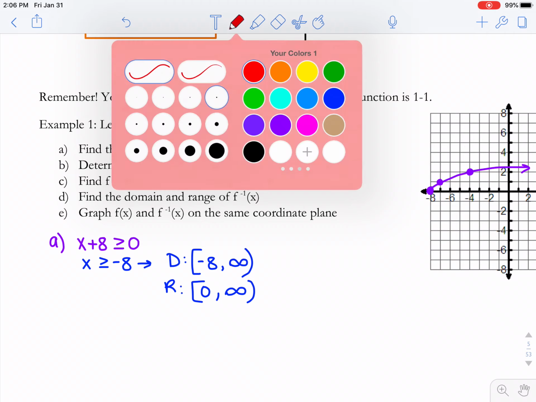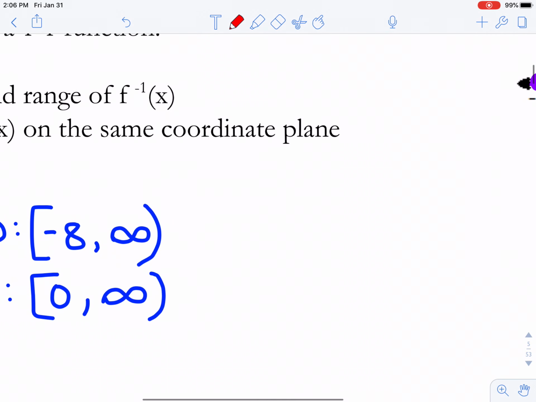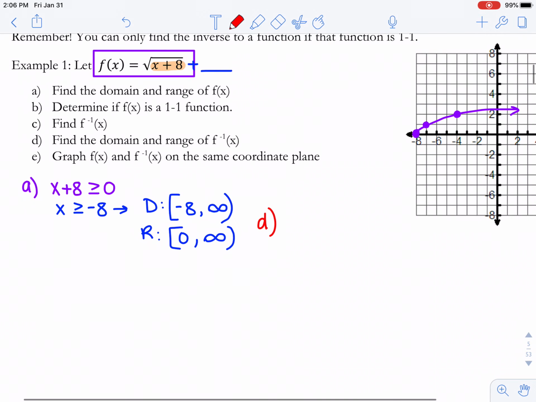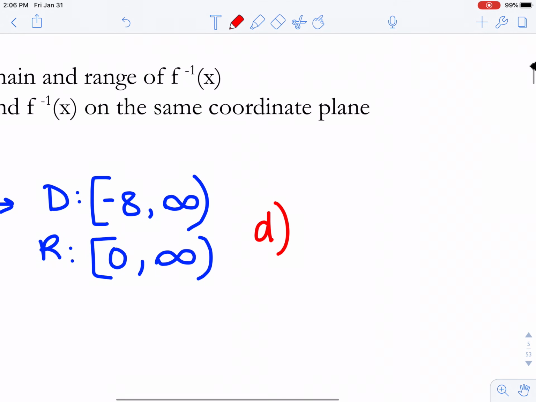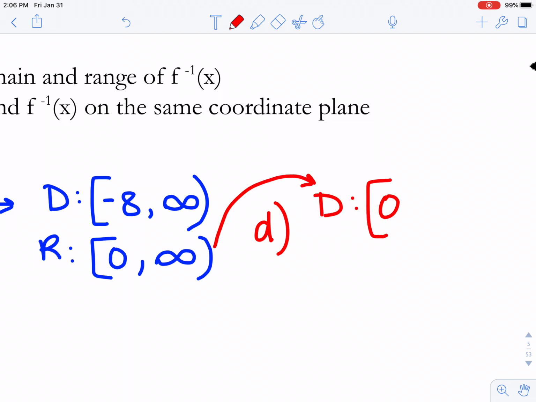Now, part D is to find the domain and range of the inverse. I always skip to part D from part A because it's really simple. We're literally just going to swap the domain and range from the original. So my new domain is 0 to infinity, and my new range is -8 to infinity.